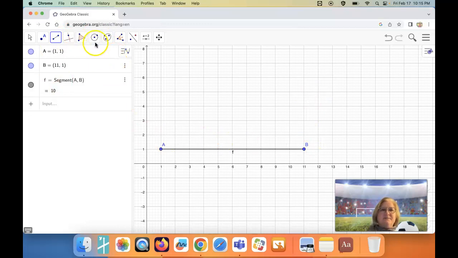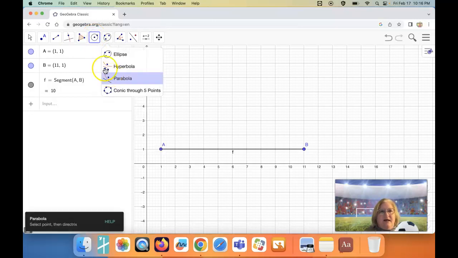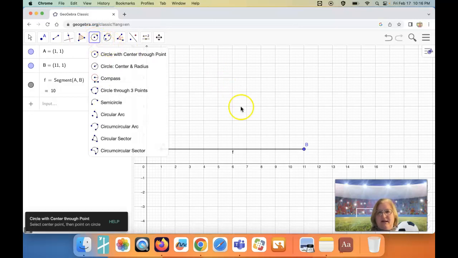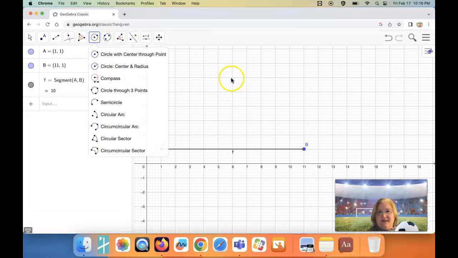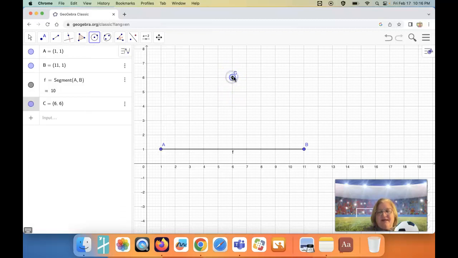And then there are some circles in this. So if I want to draw a circle, I click on the circle. I click where my center is going to be for my circle. So say it's going to be up here. And then I spread it out for my radius.